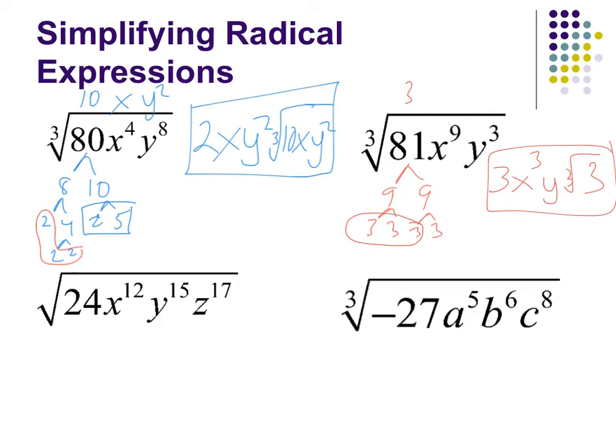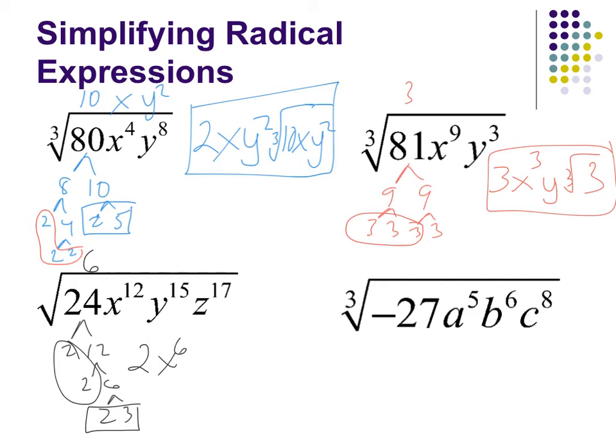Factor tree the 24. Now be careful on this one because I'm only looking for pairs. So I've got a pair of 2's here, so a 2 will come out. But I'm left with 2 times 3, which will stay in here as 6. That'll stay in the radical. Now I've got x to the 12th. How many pairs of x's? So there's 6 of them.